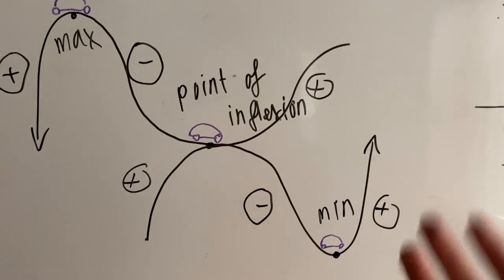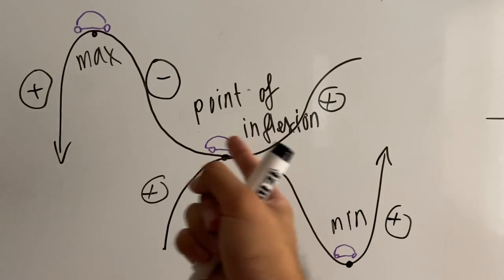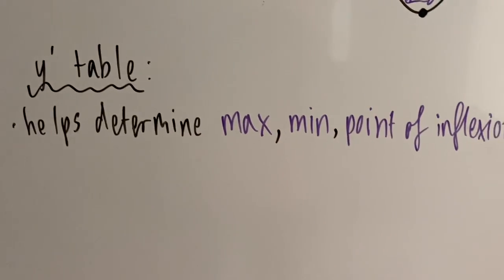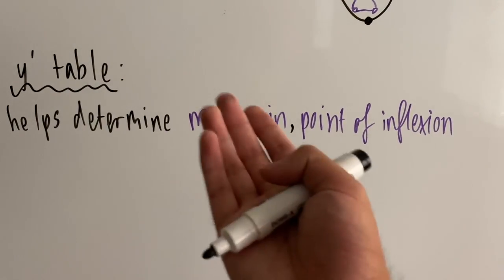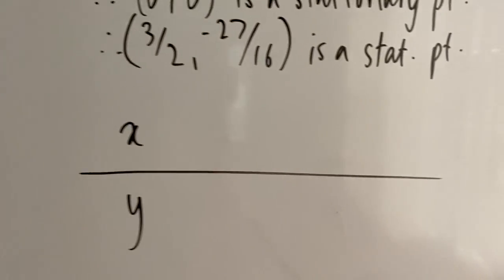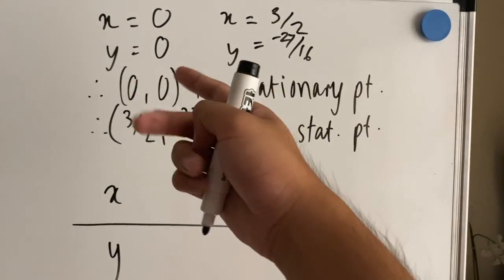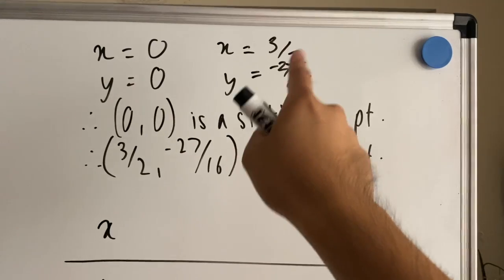So what's the actual mathematical way of finding out whether your stationary point is a maximum, a point of inflection, or a minimum? Well, that's what we have this technique called the y dash table for, right? And with the y dash table, it just helps us determine whether it's a maximum, minimum, or point of inflection. So let me show you guys how that actually works. So jumping back to the example that we were doing before, we found 2 stationary points, right? One was at x equals 0, one was at x equals 3 on 2.